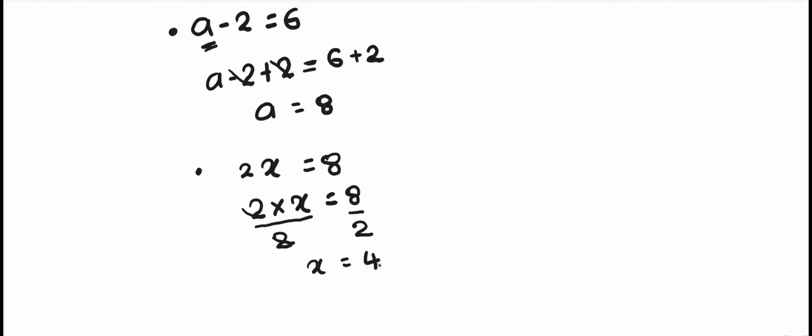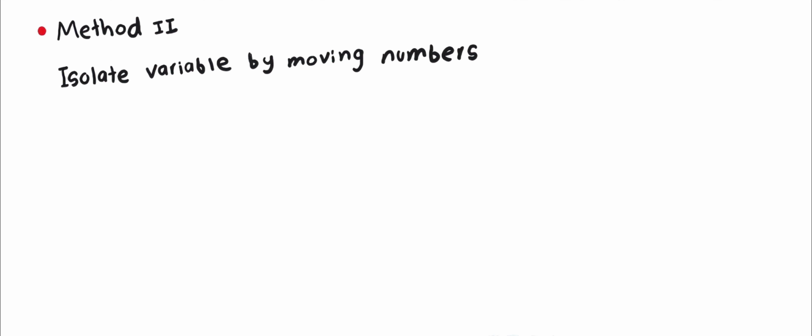Now I think you all got the first method of solving an equation. Now let's move to method 2. This is method 2: isolate the variable by moving numbers. Actually, I want you to practice this method and use it to solve simple equations, because this method is easy and takes less time when compared with method 1.